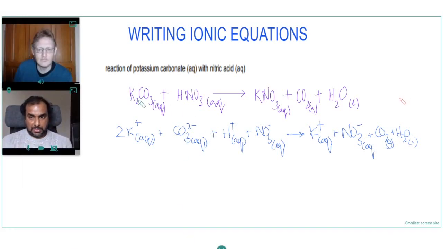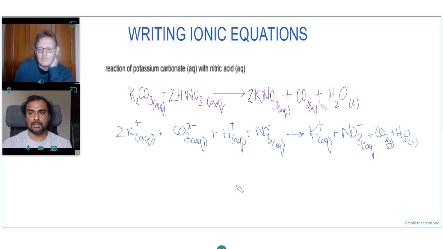So 2 potassiums there, 1 there, suddenly out of whack, not balanced. I'm going to stick a 2 there. So that changes the nitrogen number. So I've got to stick a 2 there. Nitrates all good, potassium all good. 1 carbon, 3 oxygen. 2 hydrogens extra, are they? Or hydrogens are good as well? Hydrogen's looking good as well.